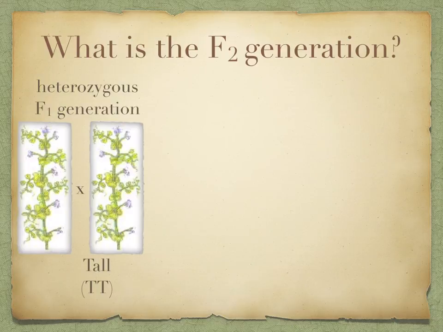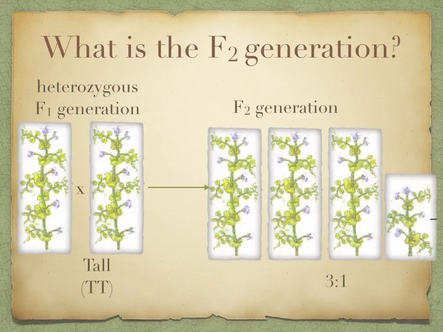So what's the F2 generation? If the heterozygous F1 generation are crossed with each other, the resulting offspring are called the F2 generation, and they're always in the approximate ratio of 3 tall plants to 1 dwarf plant. So notice how the tall plant is for the dominant allele, and the dwarf plant is the recessive allele. So the ratio is 3 dominant to 1 recessive.